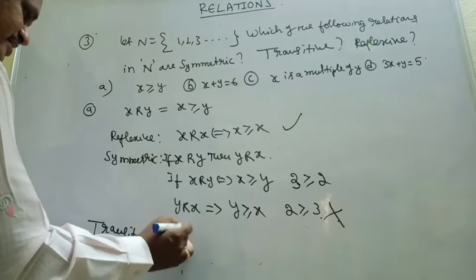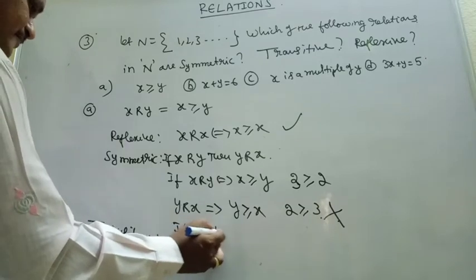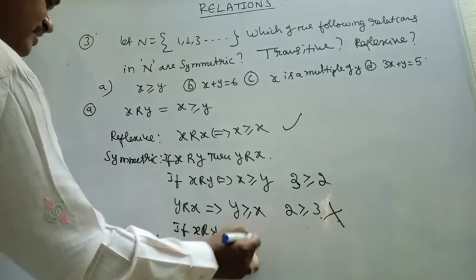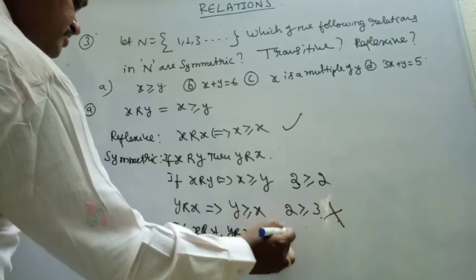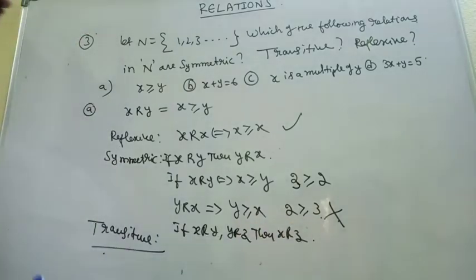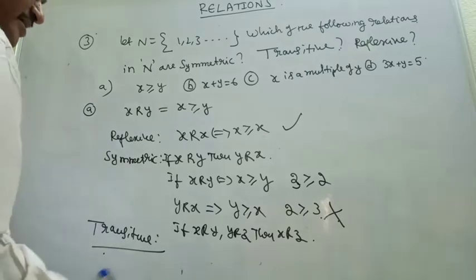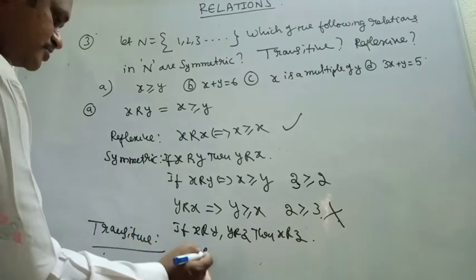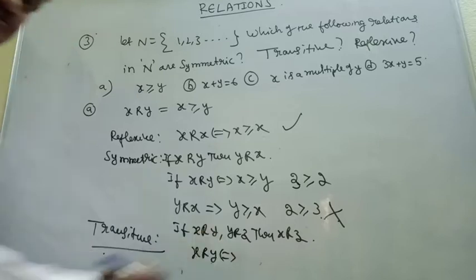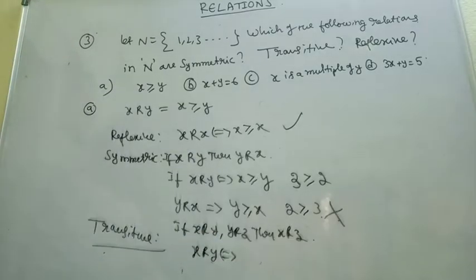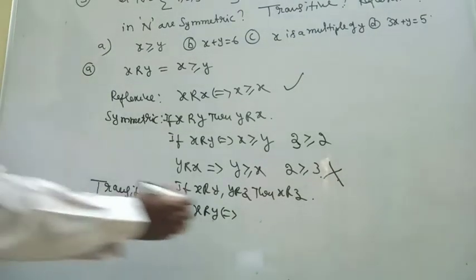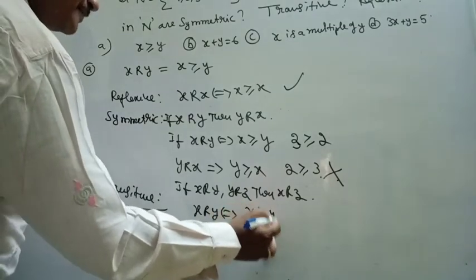Transitive means what here? If x is related to y and y is related to z, then x is related to z. This is what we have here. We should prove that x is related to z. Here, x related to y means what? Let us see that. x is greater than or equal to y, right?